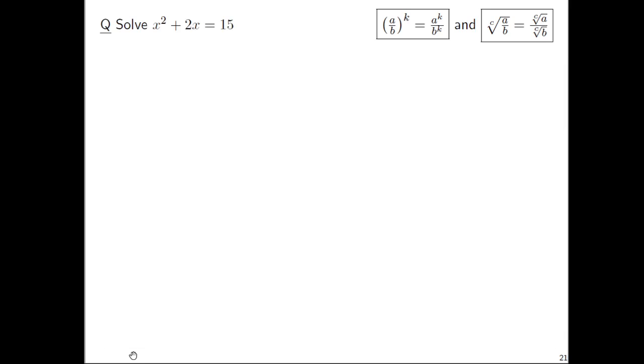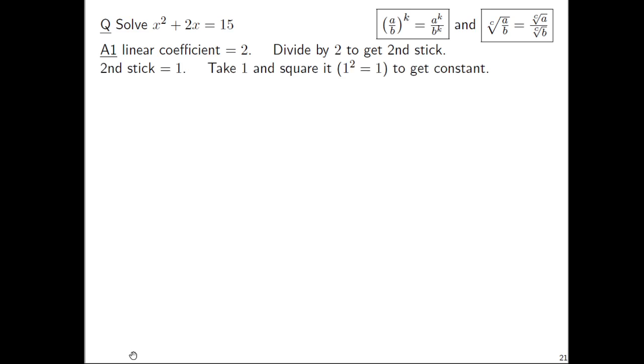Okay, let's solve this equation, x squared plus 2x equals 15. We don't have to worry this time about a number besides 1 in front of the x squared, so it's just a hidden 1 in front of the x squared. Here's what we can do. We'll complete the square. Notice the linear coefficient is 2, right? 2 is the number in front of x. Divide by 2 to get the second stick. So in this case, the second stick is 1.